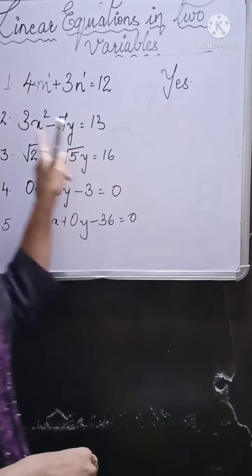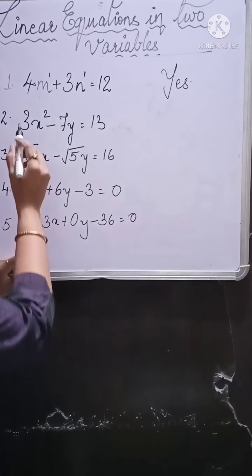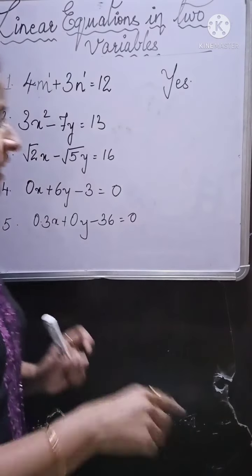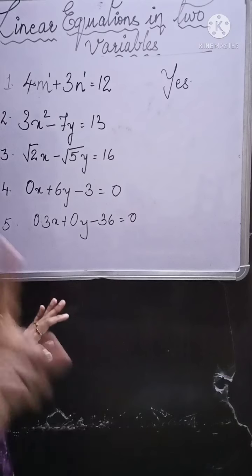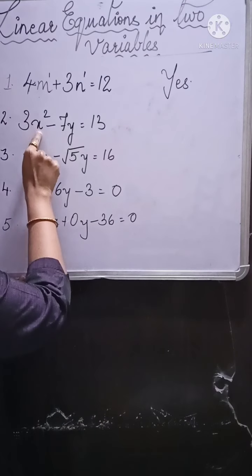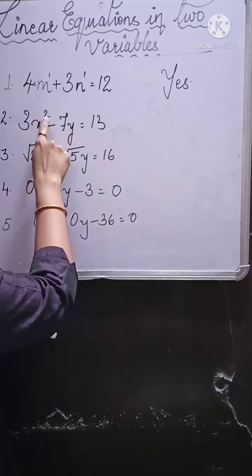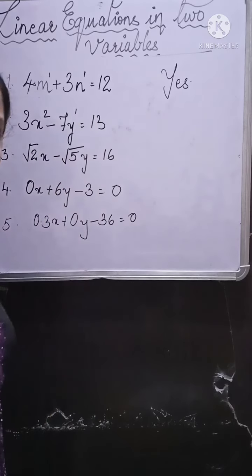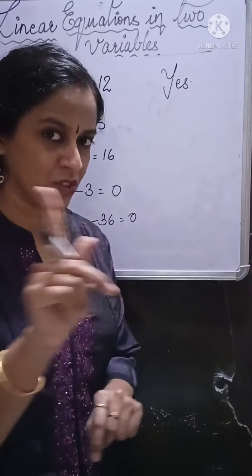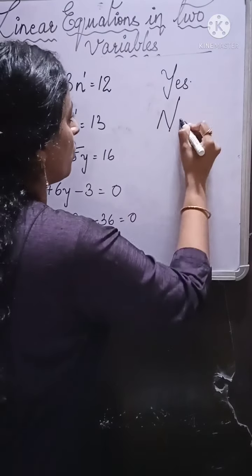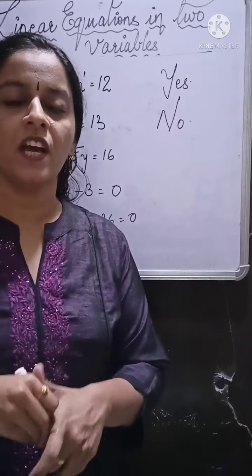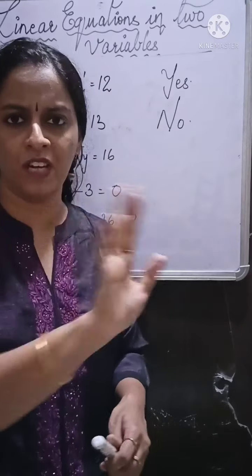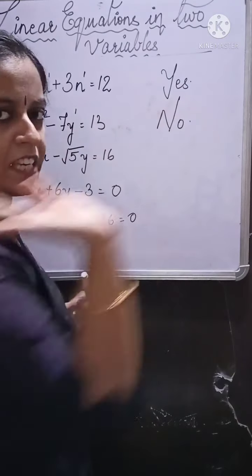Similarly, consider the next example: 3x square minus 7y equal to 30. Two variables are there, x and y. Look at the degree. The degree of variable x is 2 and variable y is 1. But here the degree is 2. If the degree is 2, it is not a linear equation. If the degree is 2, it is called a quadratic equation, but you need not worry about that in this chapter. This is not a linear equation.